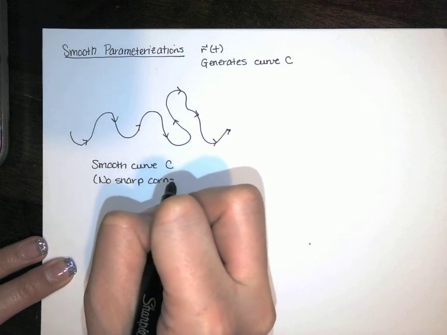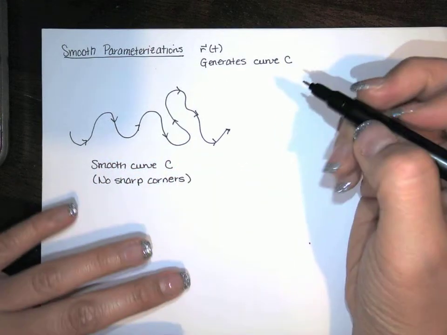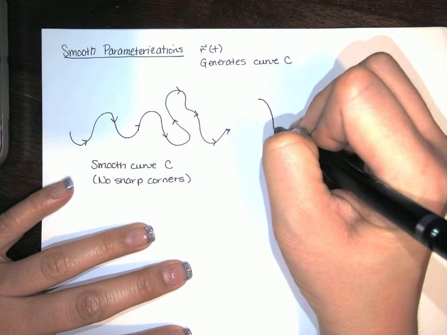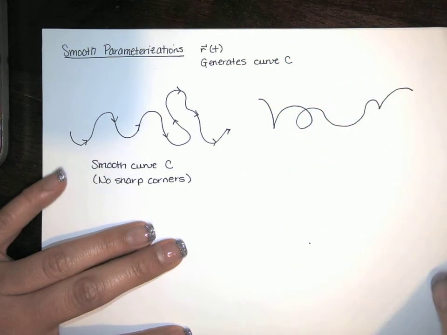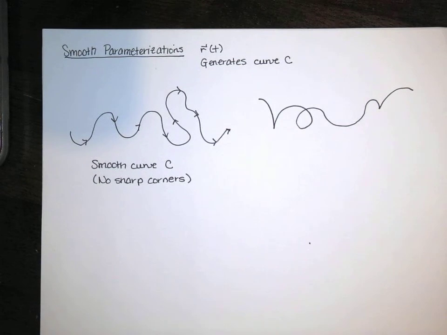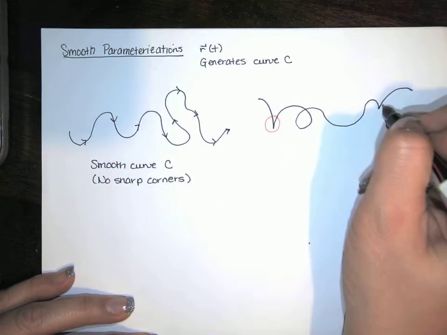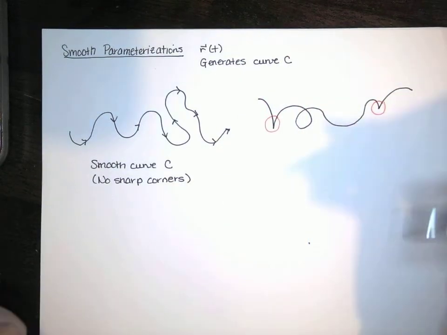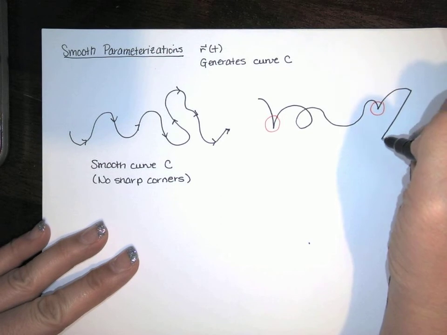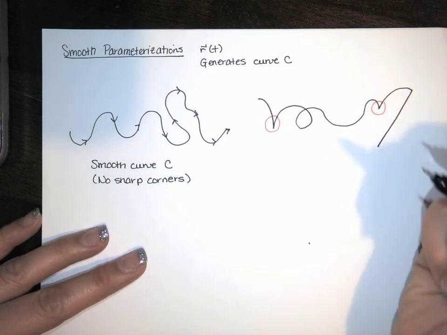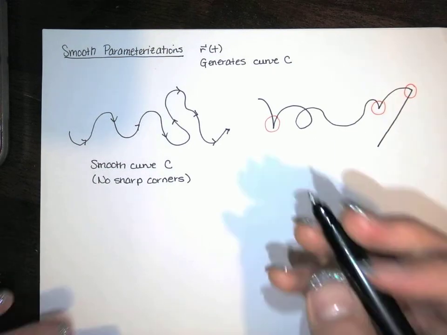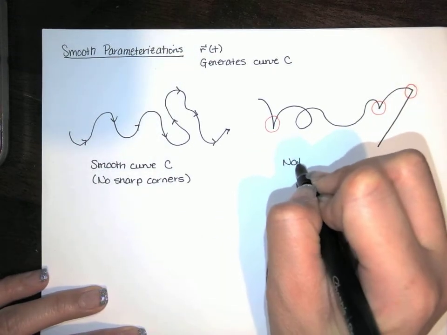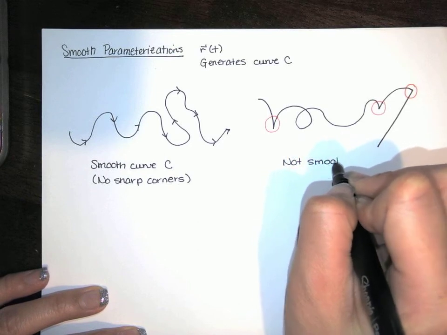Now, if the curve does have sharp corners, like maybe it looks like this. I've got a sharp corner here and here, and maybe at some point it just decides to be a straight line for a while. Curves don't decide, but you know what I mean. That would also be a sharp corner. This is not smooth. But we might say that it's piecewise smooth.